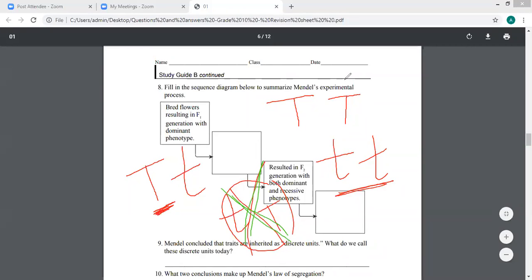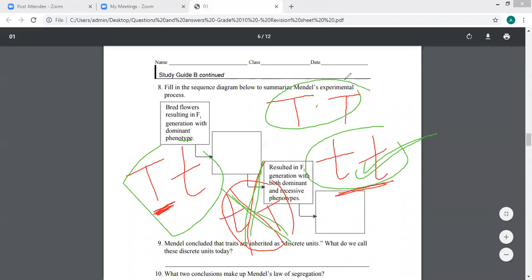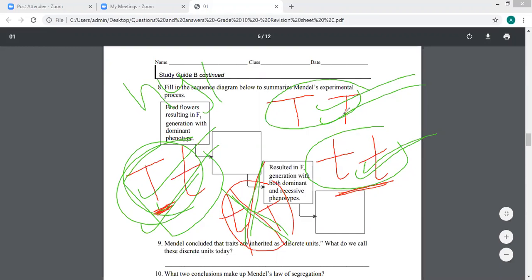You got it? Okay. So we just have three genotypes: pure recessive, pure dominant, and hybrid dominant. What was the last one called again? T capital T small, this one, is called hybrid dominant, hybrid, which means it carries dominant and recessive traits together.